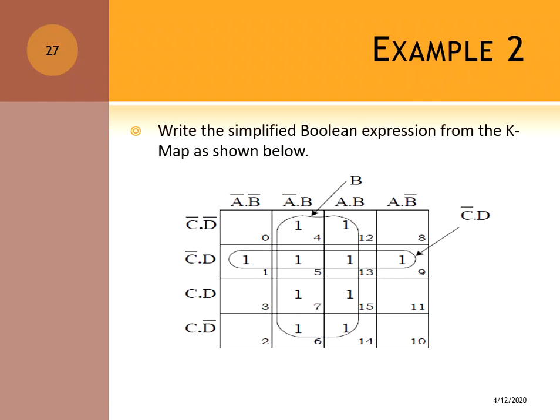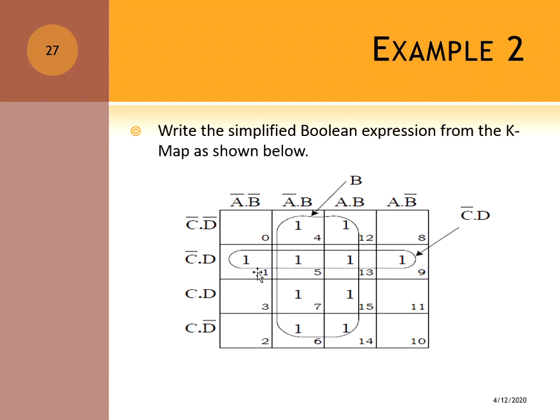Okay, next example. Write the simplified Boolean expression from the K-map as shown below. So, you just write. The loop is already there for you. So let's consider this one. You have 8 ones here. So the common term A bar dot B, A dot B, so common term B. We can just write B because it covers all for B.